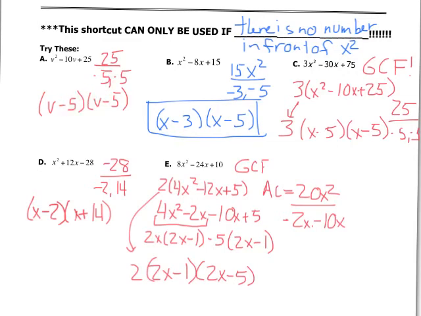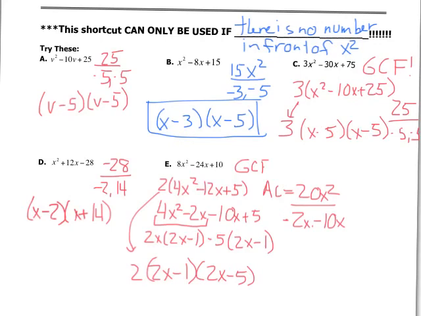Okay, we already did B together. On C, make sure you're on the lookout for a GCF. On C, I can take out a GCF of 3. So I bring out my GCF of 3, and then I have a trinomial in here. And again, there's no number in front of this x squared, so I can use my shortcut inside the parentheses. So again, the two numbers that multiply to 25 that add to negative 10 are negative 5 and negative 5. So I have my two sets of parentheses with x minus 5, x minus 5.